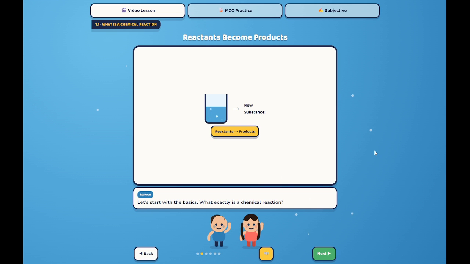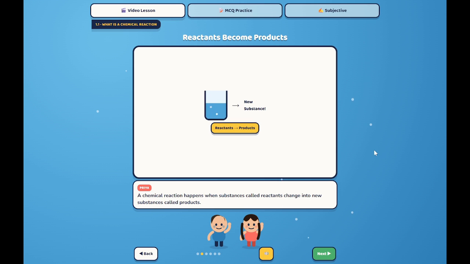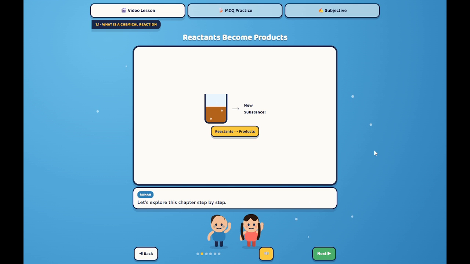Let's start with the basics. What exactly is a chemical reaction? A chemical reaction happens when substances called reactants change into new substances called products. You can spot a chemical reaction by clues like a change in color, a gas forming, a bad smell, or heat being given out. For example, when an iron nail is left in the open, it slowly turns reddish-brown. That's rusting, a chemical reaction. Let's explore this chapter step by step.